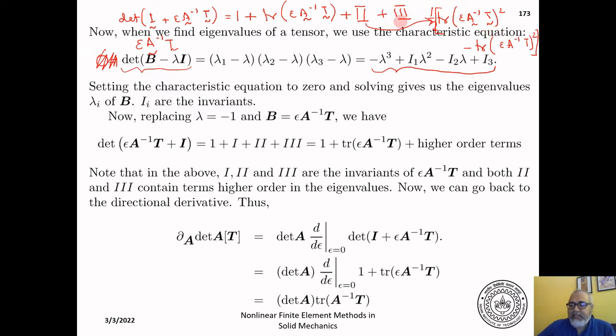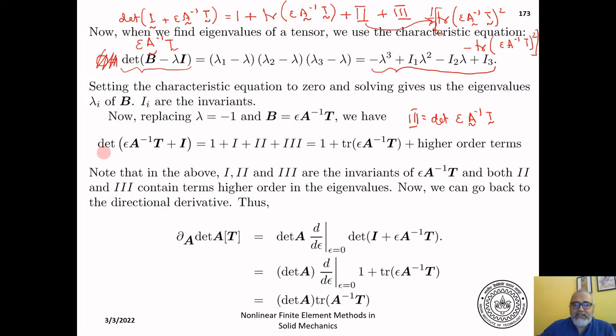Similarly, this 3 is determinant of epsilon a inverse t, and this will contain epsilon cube actually. So when you take derivatives d epsilon, these will contain epsilon square and these will contain epsilon, so that when you set epsilon equal to 0, these terms all will go away. So we do not need to worry about these terms. This, when you take derivative with respect to epsilon, will actually contain no epsilon, and therefore this is a term that we should be considering here.